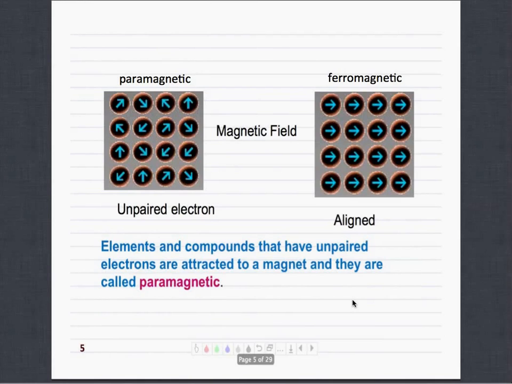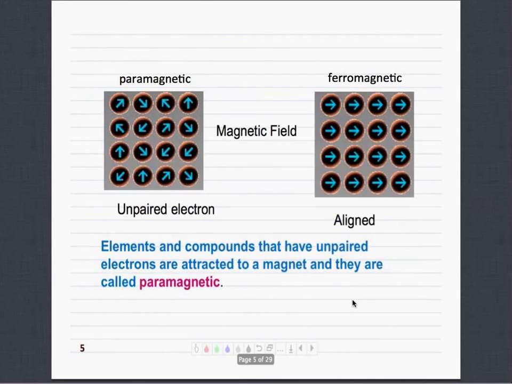So if I tell you now this material gets attracted to the magnet, you know for sure that in its electronic configuration there is at least one unpaired electron. Okay? So that's the definition of paramagnetic material. Paramagnetic material gets attracted to the magnet, and the reason behind it is that it will have at least one unpaired electron, that when it is in a magnetic field, all these electrons align up, and now it gets attracted by the magnet.